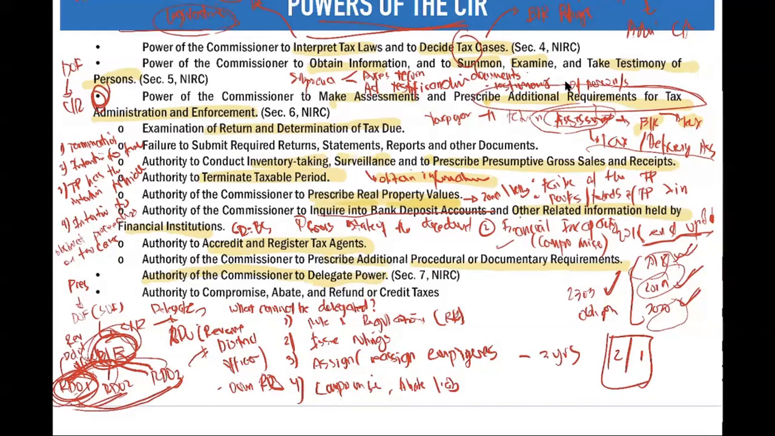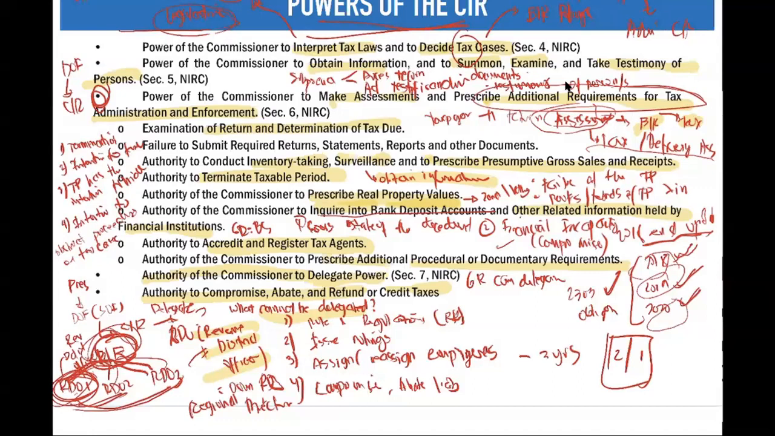Take note, the CIR, as a general rule, can delegate. Exception to the rule, what cannot be delegated? To whom does the CIR delegate its power? To the revenue district officer, or sometimes they call themselves regional director, RD. Okay? And the last power of the CIR, the authority to compromise, abate, and refund or credit taxes.